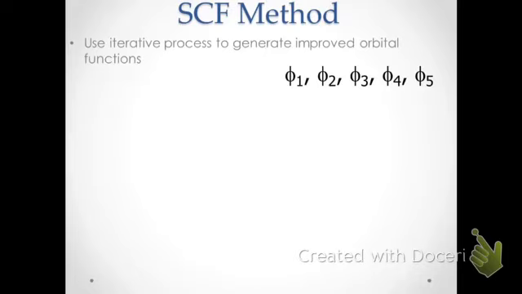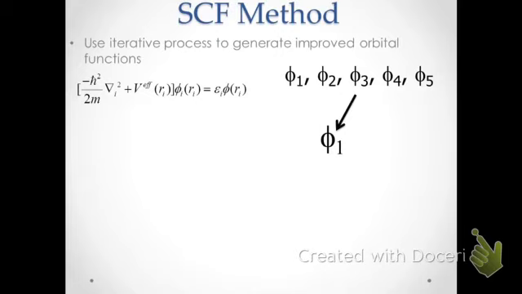And then what we do is we'll try to calculate an improved version of phi sub 1, where we're using the orbitals for 2, 3, 4, and 5 to calculate V effective. And then we are using the one-electron equation, as noted before, to do that calculation. So we'll use that equation for orbital 1 and calculate an improved version for orbital 1 based on that.